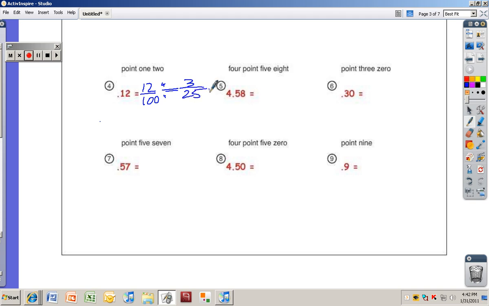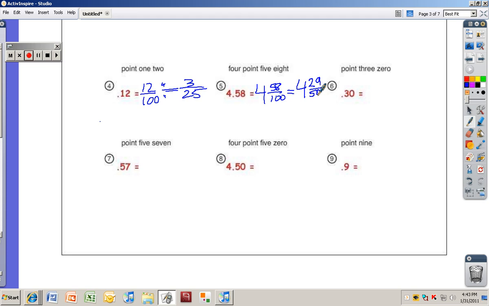Okay, how do you write the next one as a fraction or a mixed number? 4 and 58 hundredths. Okay, can you divide 58 and 100 by the same number? Yes. What? 2. What's half of 58? 50. No, 24. So the answer is 4 and 29/50ths. Half of 58 is 29. Think half of 60. Half of 60 is 30, and this is half of 58, right?